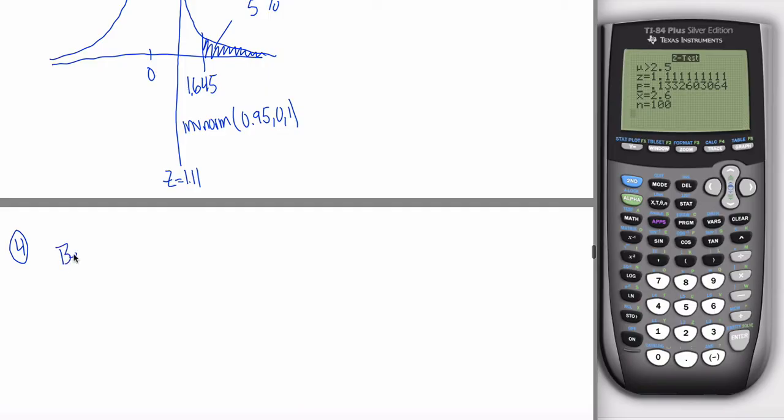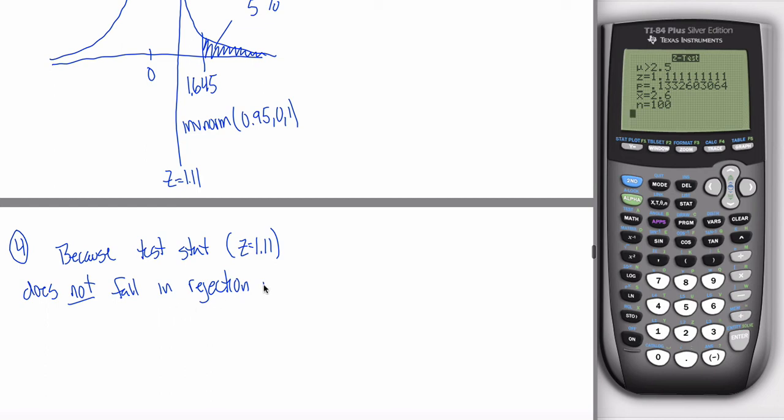What I would say is because the test statistic, which in this case was 1.11, again, you don't need to write what it is, I just like to do that, does not fall in the rejection region. And you don't need to underline the word not, I'm just trying to highlight the differences. That's why we're doing what we're doing. What's that mean for the null hypothesis? There is not sufficient evidence to reject the null hypothesis.